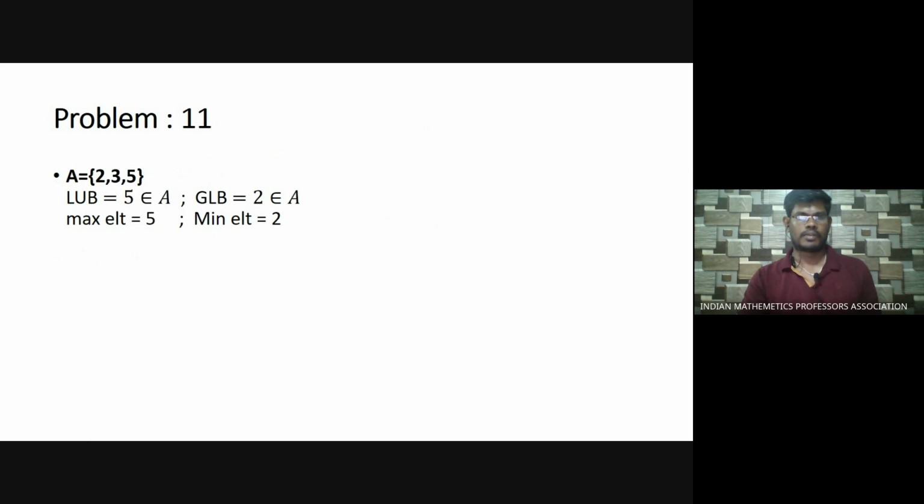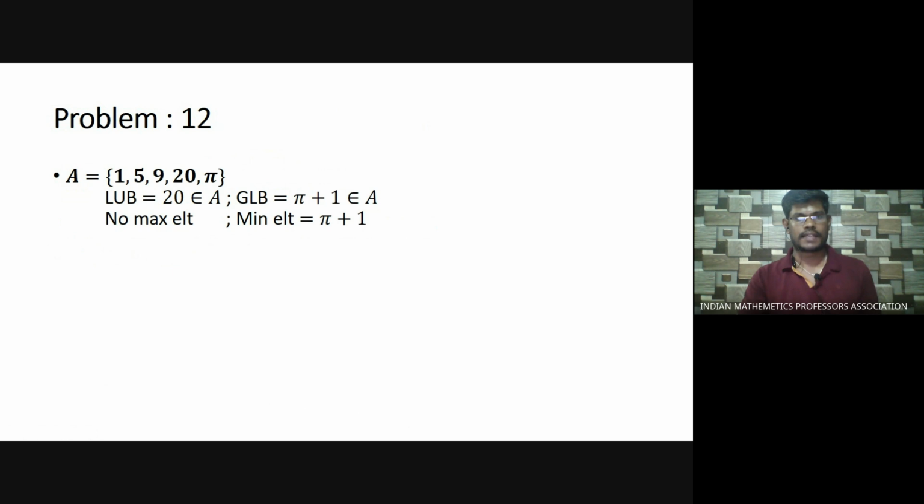And problem 11, we have 2 comma 3 comma 5 as a set A. So the maximum element 5 is the least upper bound, which belongs to A, and the greatest lower bound is 2, which also belongs to A. So this is a bounded set.